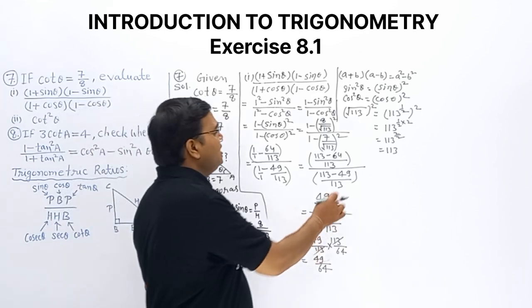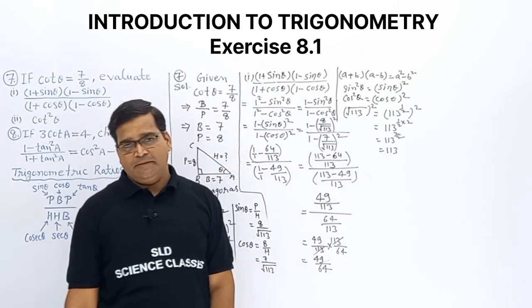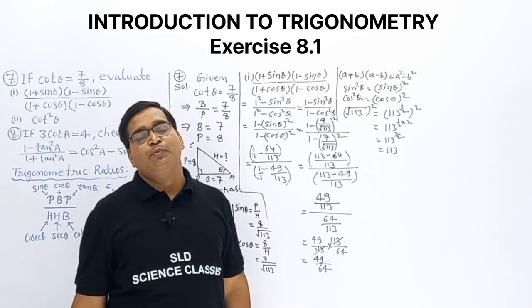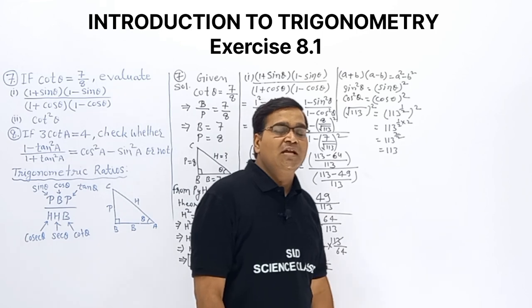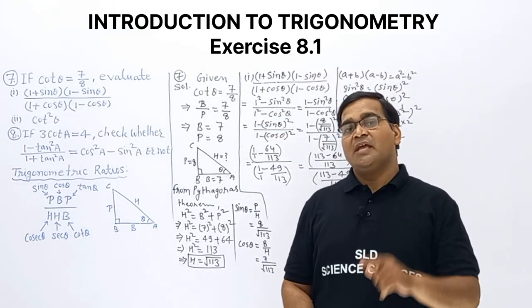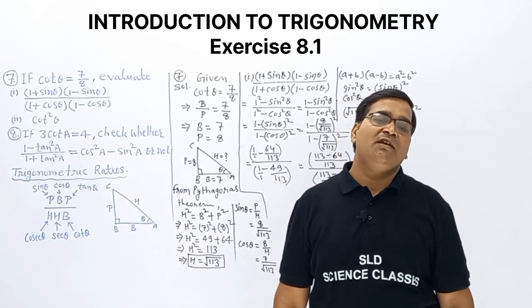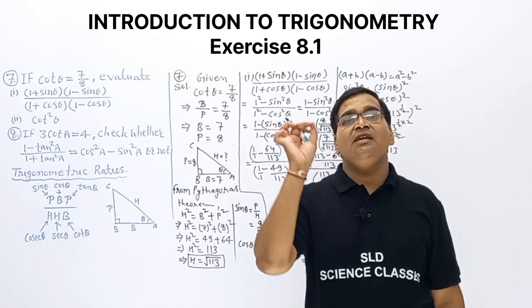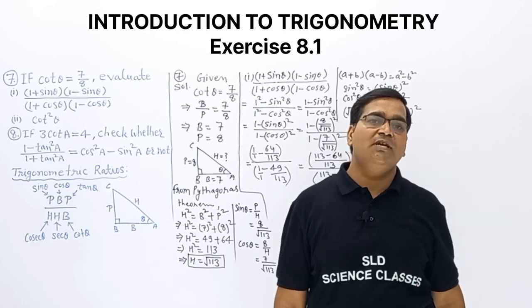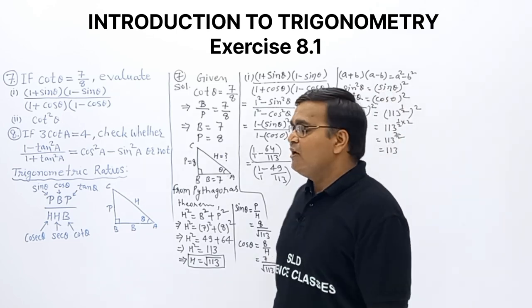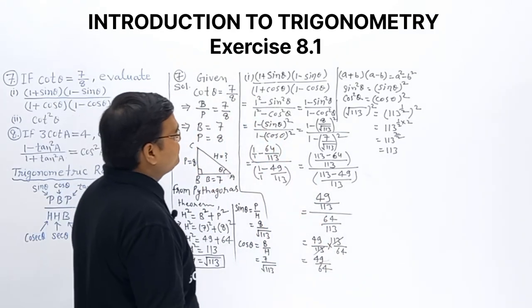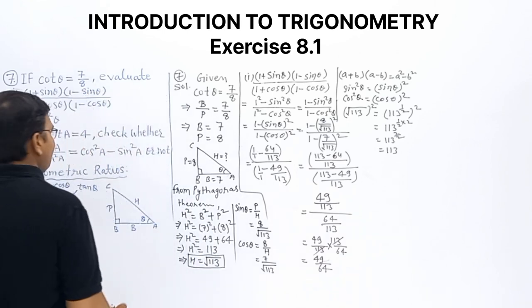But once you have studied this chapter, trigonometry is completed, all three exercises 8.1, 8.2 and 8.3, then we can do this question in another way also. How? Exercise 8.3 is based on the trigonometry identities, and we are having three trigonometry identities.